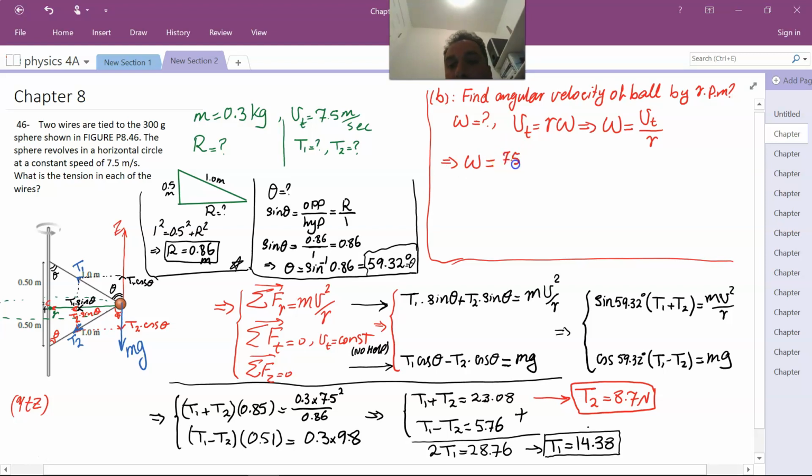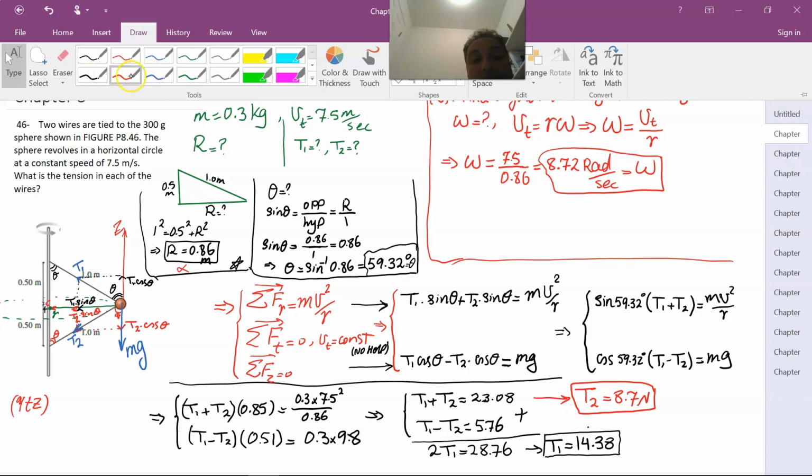7.5. What is R? We found it. It's here, 0.86. So if I do that number, 7.5 divided by 0.86, the answer is 8.72 radians per second. This is in metric system. Remember, omega is always in radians per second.